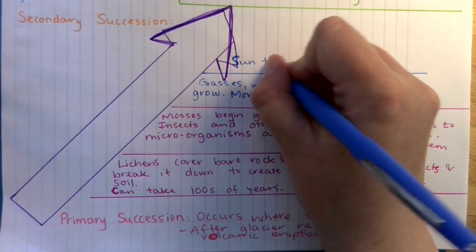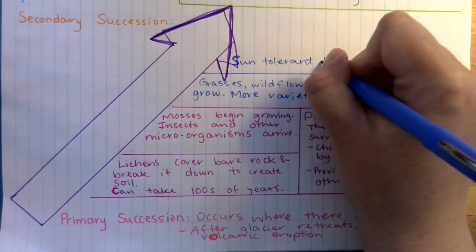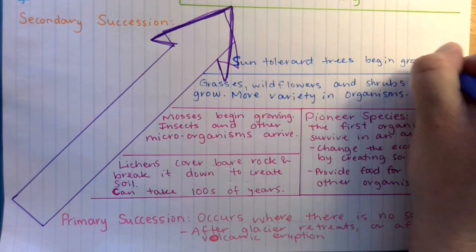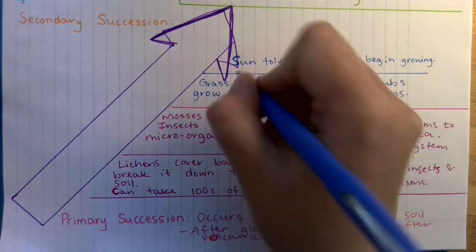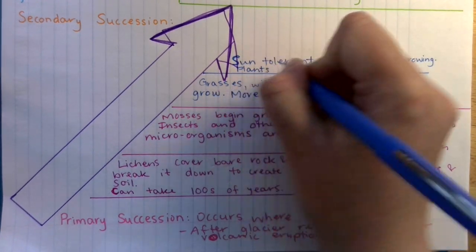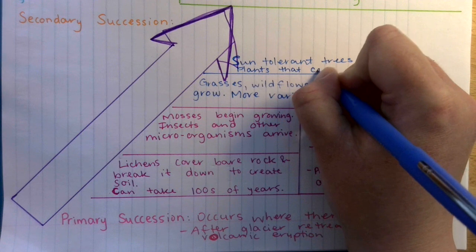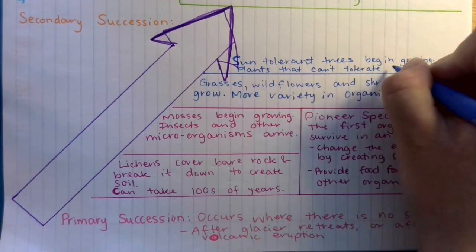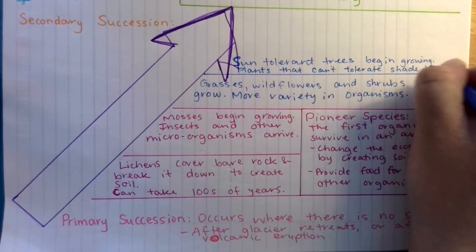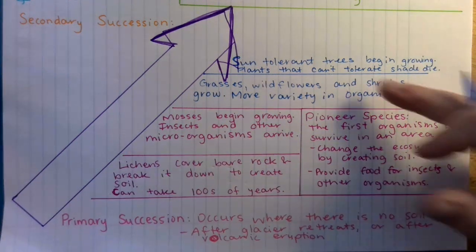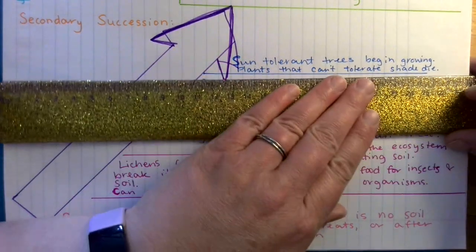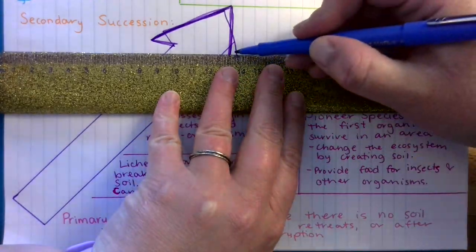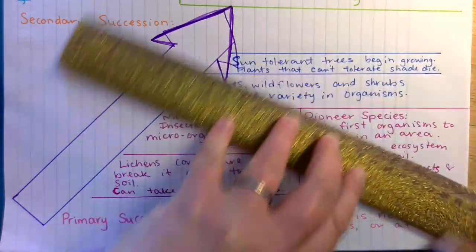So sun tolerant trees begin growing. Plants that can't tolerate shade die. So this is just saying that like any of these things down here that needed a lot of sunlight to grow, they're going to slowly die off at this stage. Mosses and lichens will continue for quite a while.